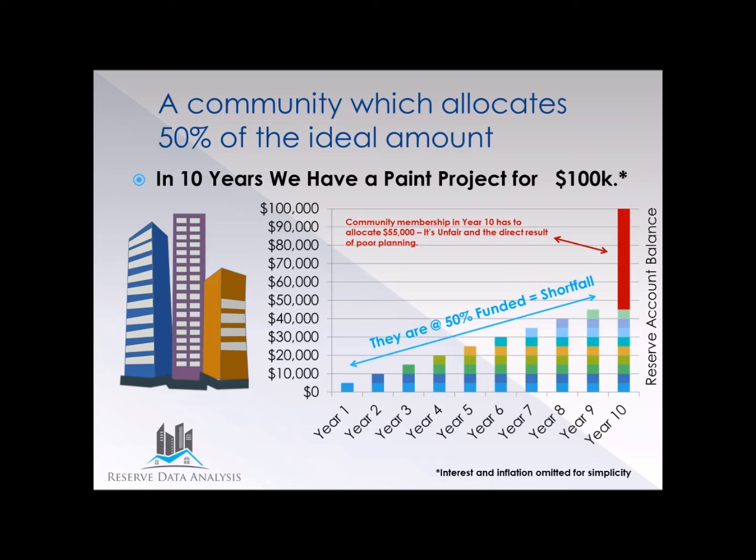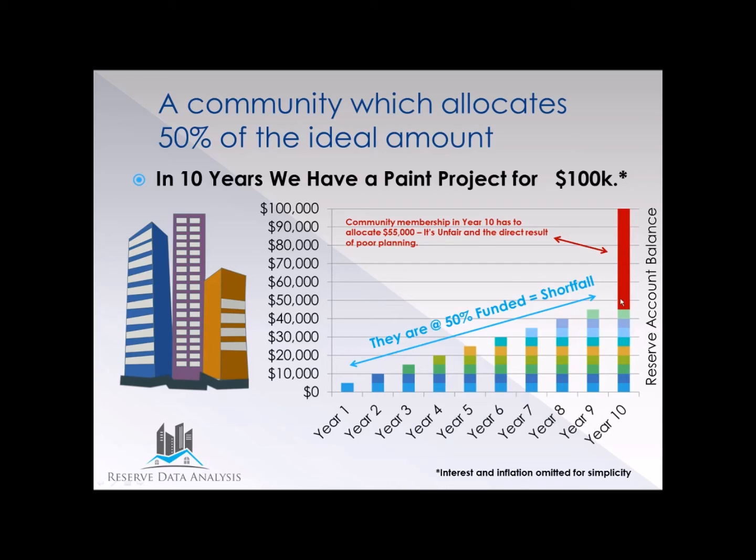Just for simplicity's sake, we're ignoring interest and inflation. But you can see how the prior 9 years of the membership's lack of budgeting directly had an impact on the membership in year 10. They're having to make up the difference to pay for that paint project. Now, how are they going to make up this difference? That is a very, very tough scenario. That's a lot of money they're going to have to come up with.